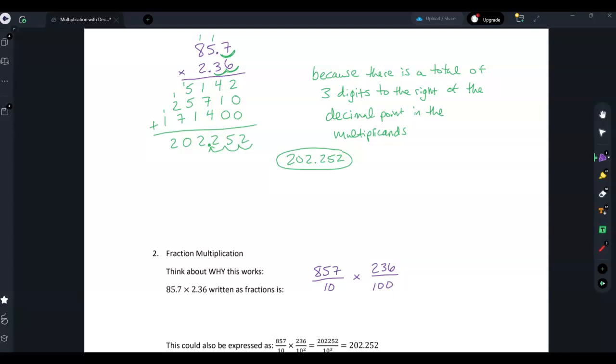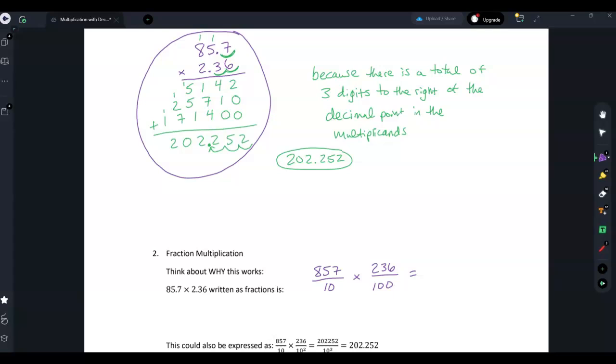And now I'm going to multiply these two fractions together. So this is going back to multiplying fractions. How do we multiply fractions? We multiply across. I would multiply my numerators and multiply my denominators. Now, 857 times 236, that I'm going to need to go off to the side and do. But technically, we really already did that, right? We did that when we did our standard algorithm.